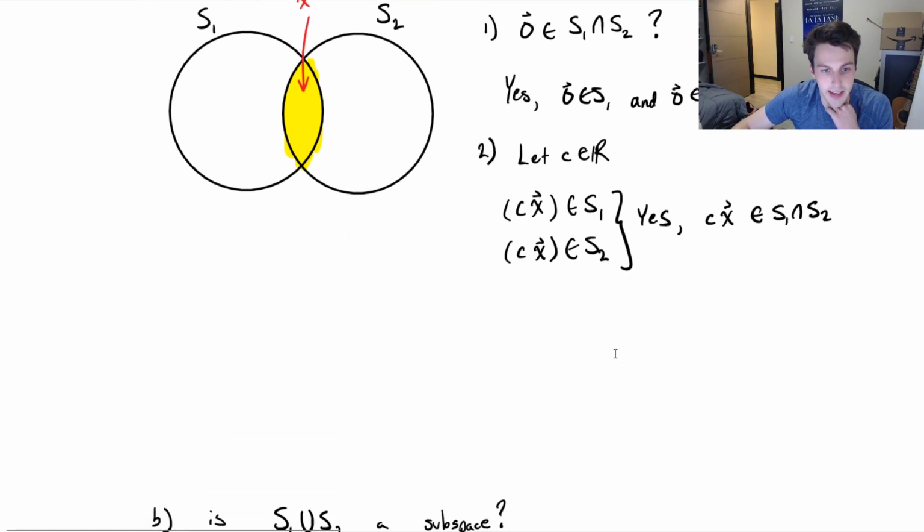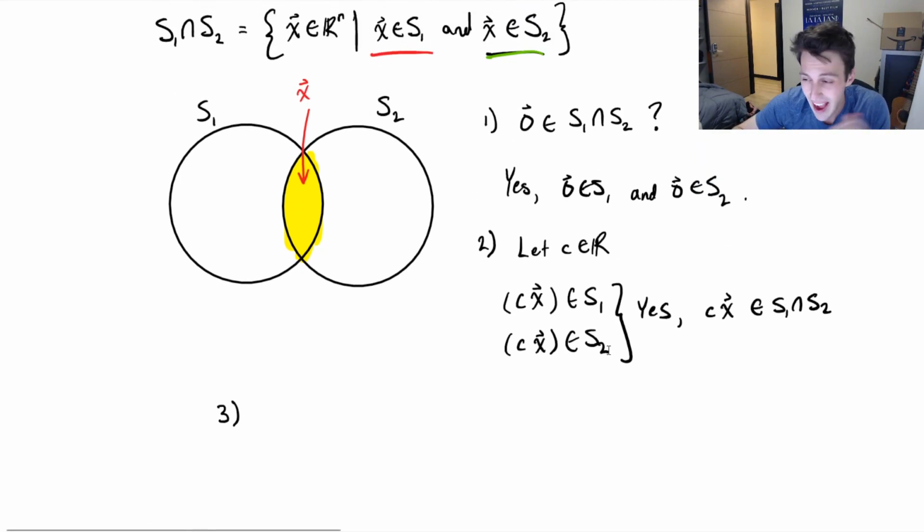And last one here. Number 3, let's check. We need to see if we take two vectors that are in the intersection and add them together, will that produce a vector that is also in the intersection? Right now we've only got one vector defined in the intersection, and we called that x. So let's define another vector to add to x. Let's say that y is in the intersection of S1 and S2. Great.